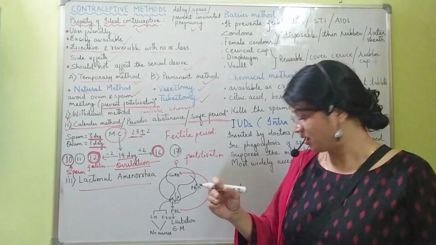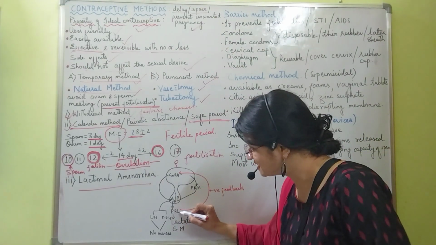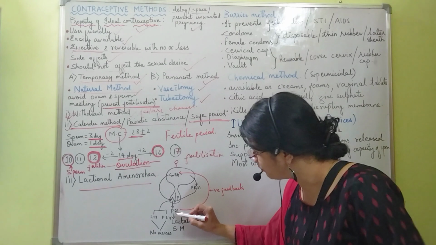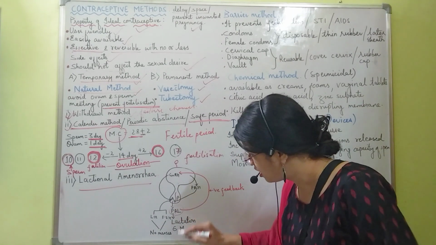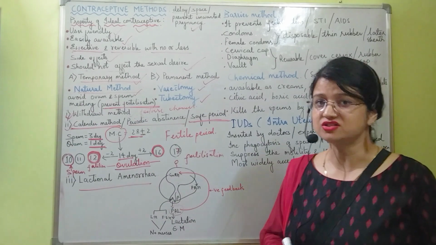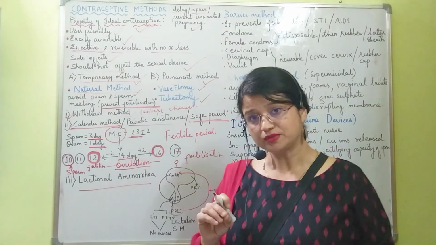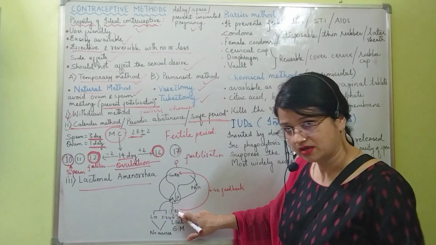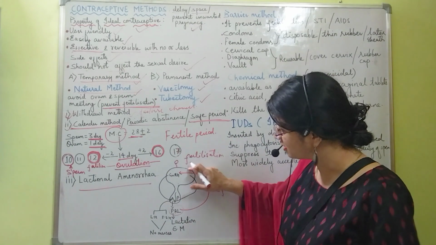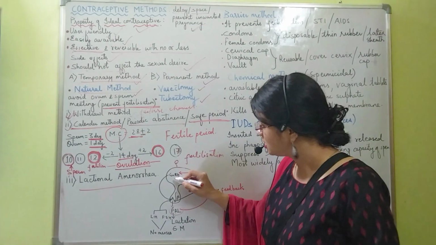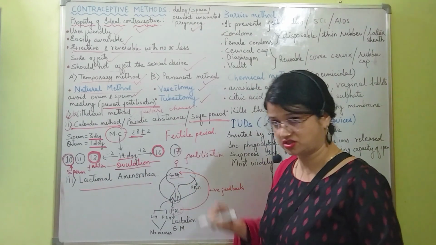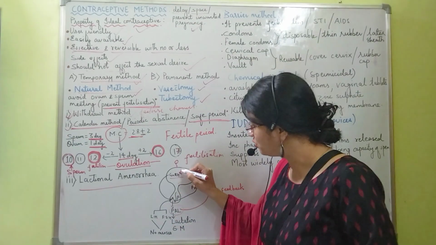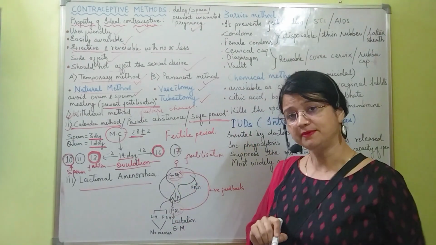Now for that 6 months, what will happen? The hormone prolactin will be released. My dear student, from the anterior pituitary, the hormone prolactin will be released for 6 months, and that period will be called the lactational period. Clear? Now what happens during this period? This prolactin hormone gives a negative feedback to the hypothalamus that it should not release GnRH. Clear? This prolactin will give a negative feedback that no GnRH should be secreted.